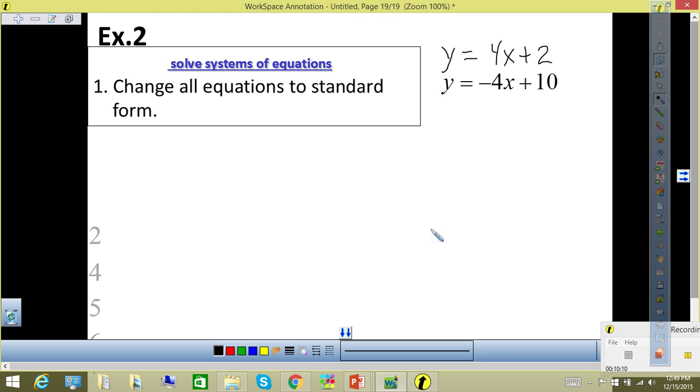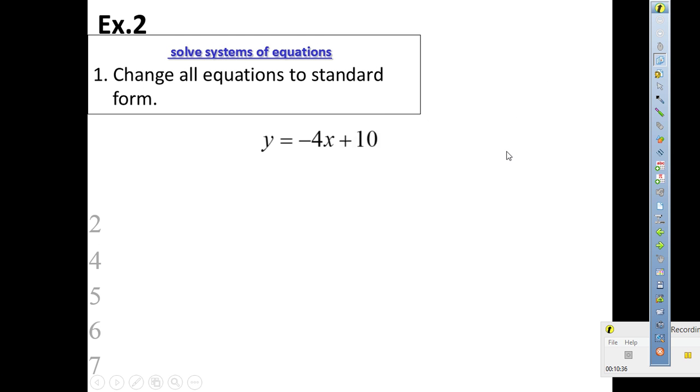See if you can do this one by yourself. So, step 1, change it to standard form. From there, you know what to do. Copy and solve. Go. I'll give you a head start. So the step from here, change it to standard form. It looks something like this.